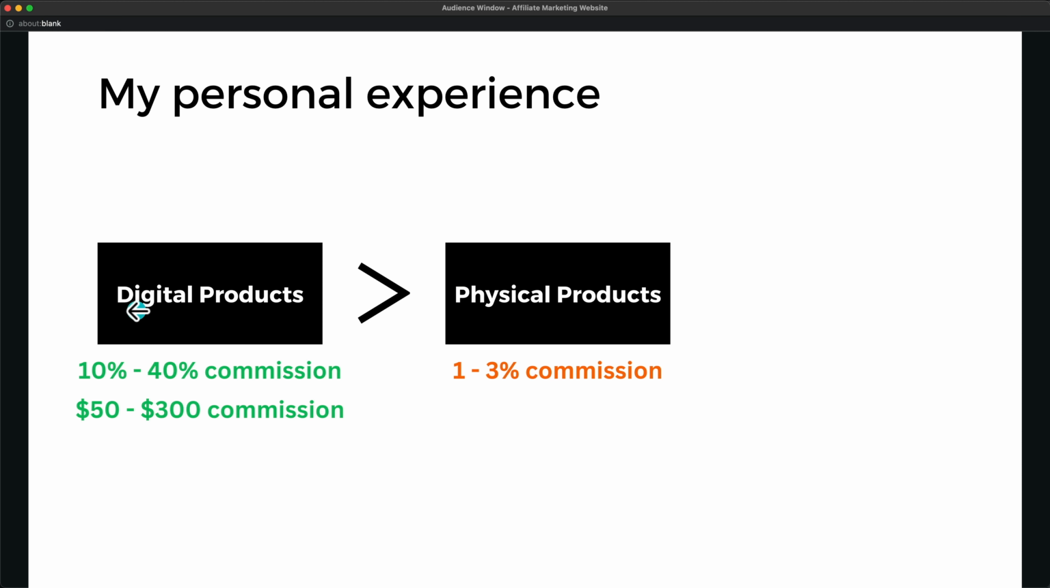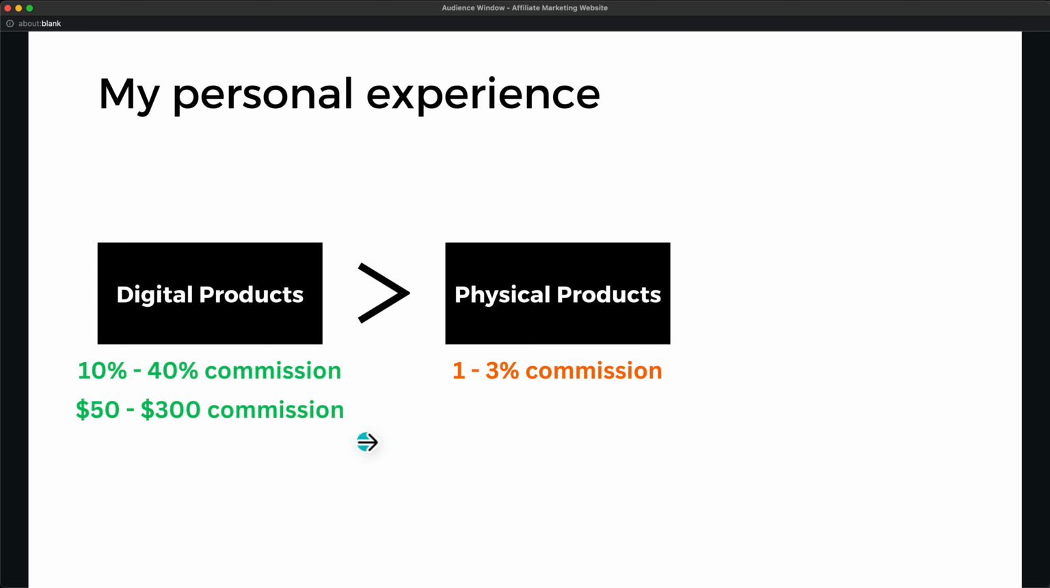Those could be online courses, platforms, software, things like that, where there's not actually a physical product being shipped when somebody purchases something. And the reason is because those companies are able to pay you a much higher commission because they have a lot lower overhead. So when somebody signs up, let's say to Wix, then they don't really need to ship out anything. They're just allowing that customer to now use their site. So that's why they're able to pay you a high commission. Usually it's between 10 and 40% of the sale or of the recurring monthly payment of the customer, or you just get a one-time commission between $50 and $300. That's kind of what I've seen in the industry.